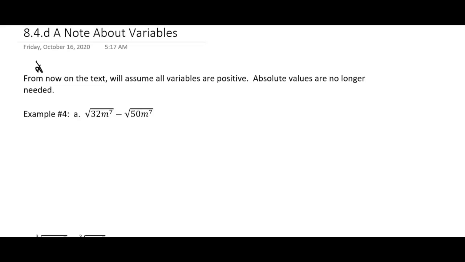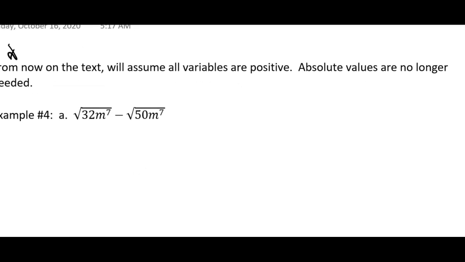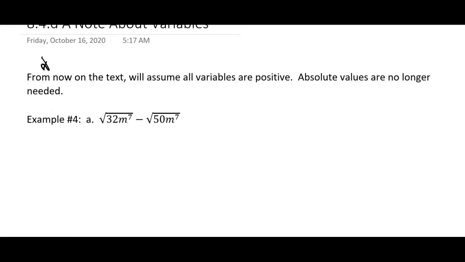So now we're still simplifying. I've got the square root of 32 m to the 7th. Let me see if I can make this a little bit bigger. 32 is 16 times 2, so I can take the square root of 16, and that's going to get me a 4. Then m to the 7th, I've got to simplify that as well. So I'm going to take out m to the 6th. 6 can be divided by 2, so that's m to the 3rd. And then left over on the inside, I'm going to have a 2 and an m.